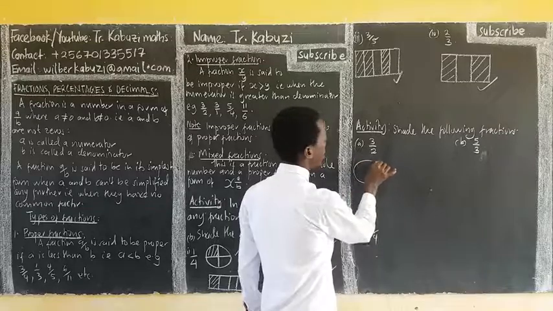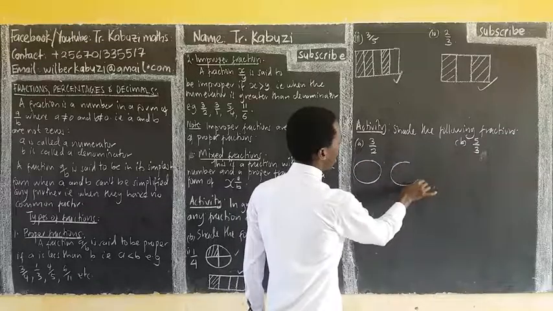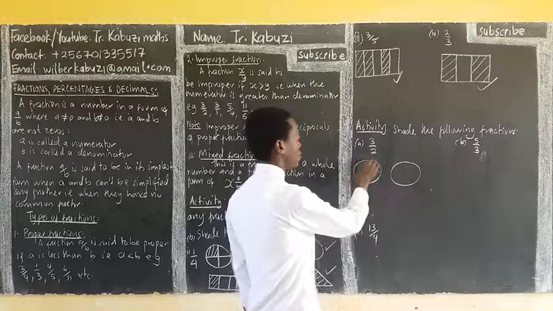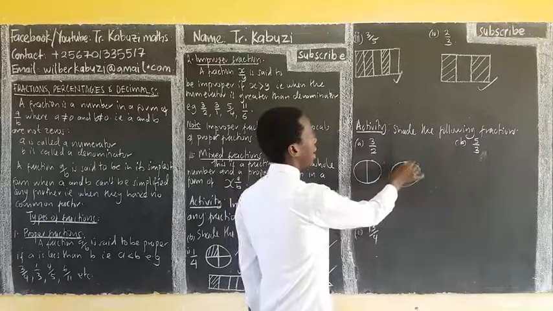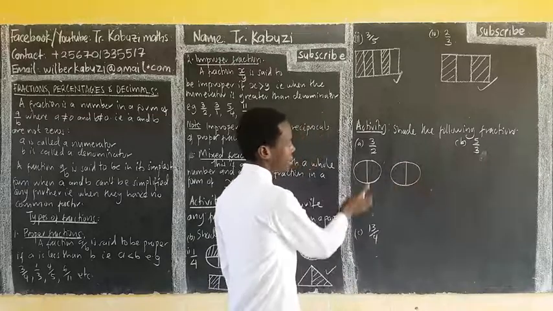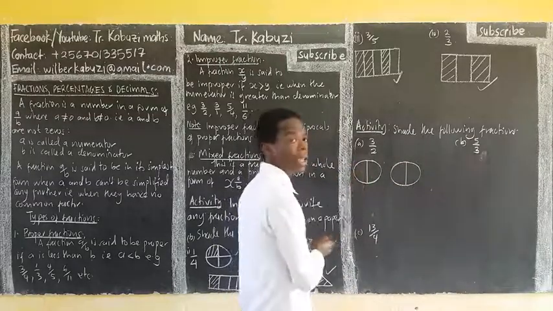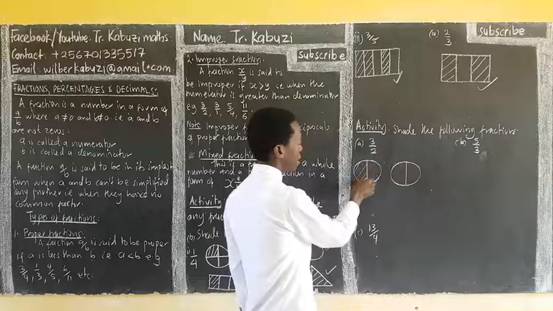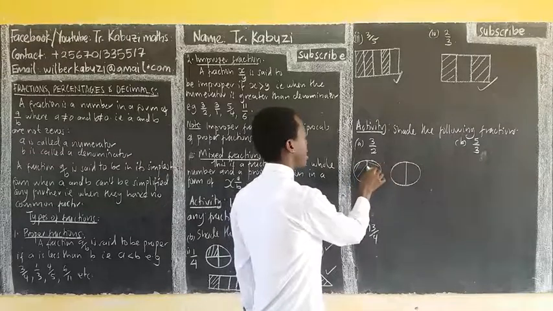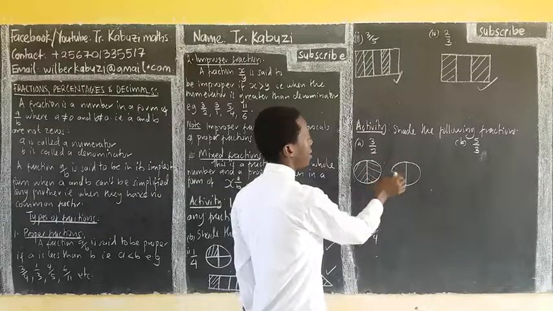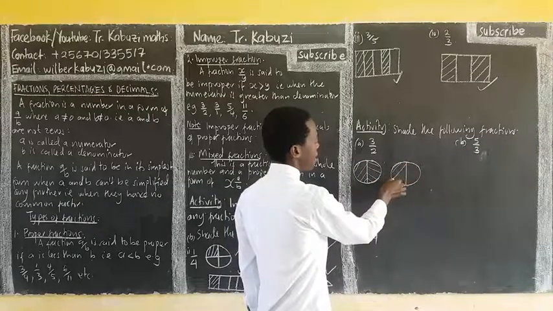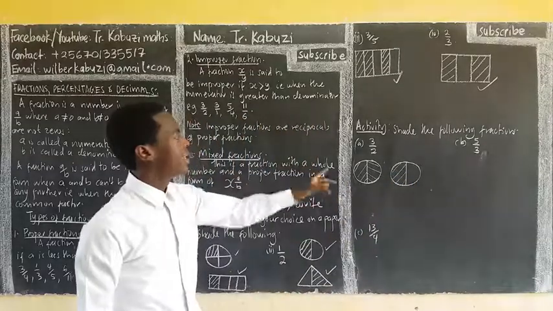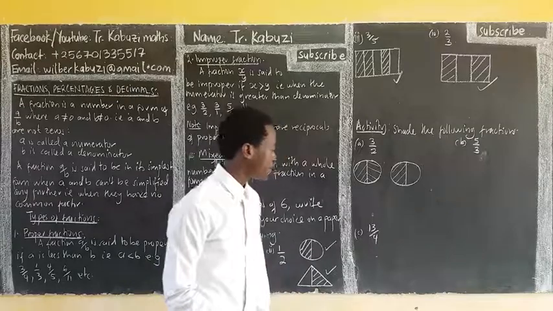So they have these 2 circles, like that. This one is telling us that every circle is divided into 2 parts. Then you shade 3 parts. So this is 1. This is the second. Then this is the third. So that's how we shade 3 over 2.